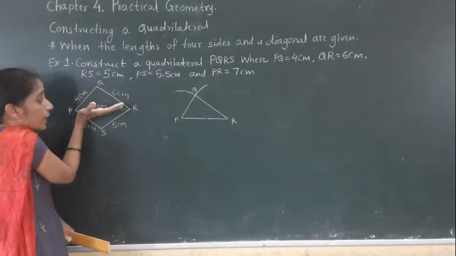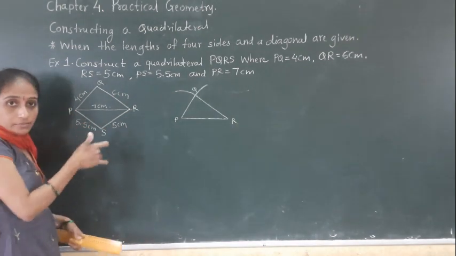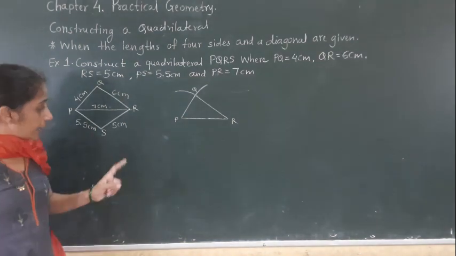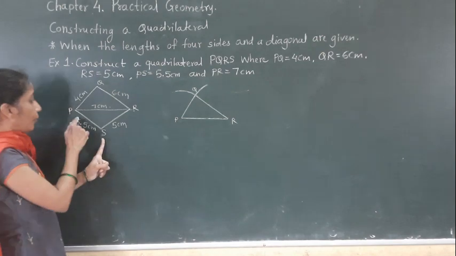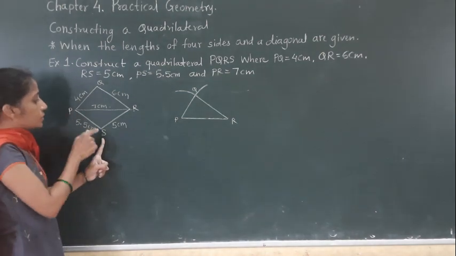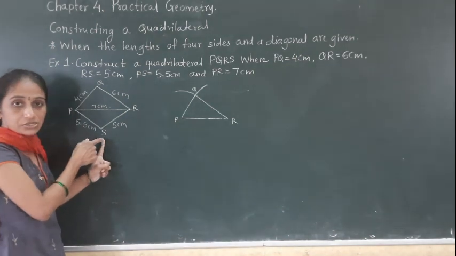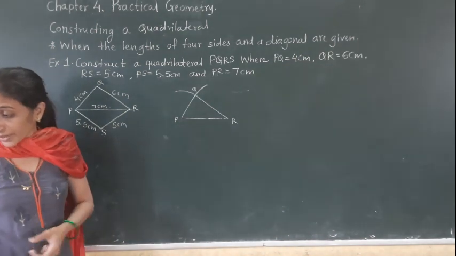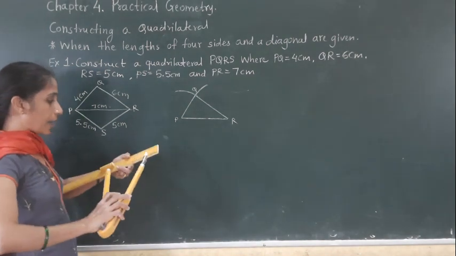Now this figure is divided into two triangles. Now we have to construct the other triangle. Now where is S? S is down of this segment. Now PS. What is the measurement of PS? PS is 5.5 centimeter. So take 5.5 centimeter radius in your compass.